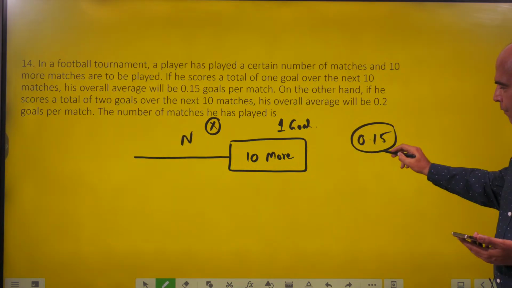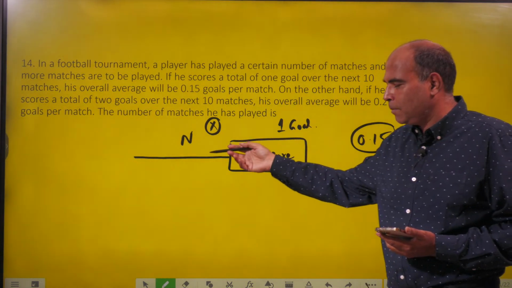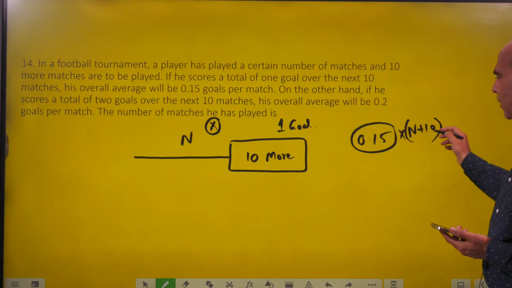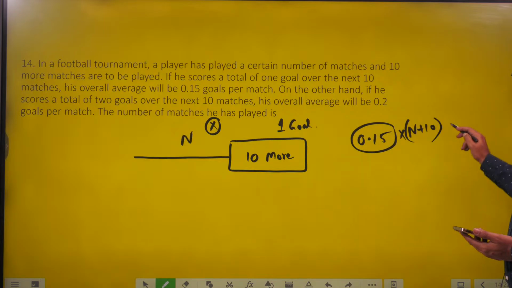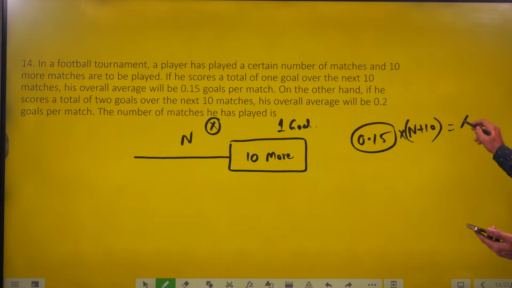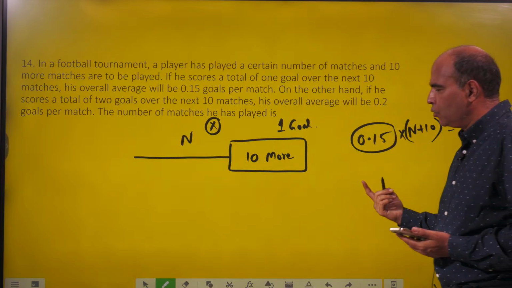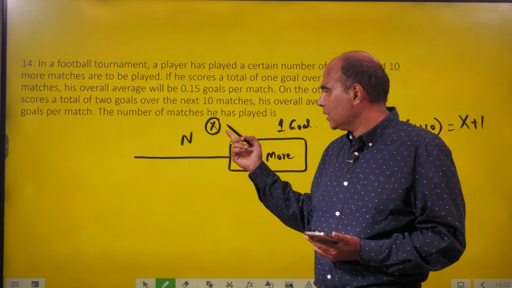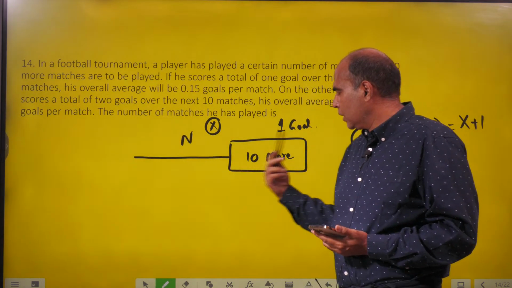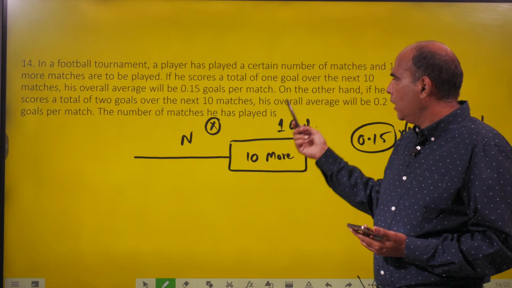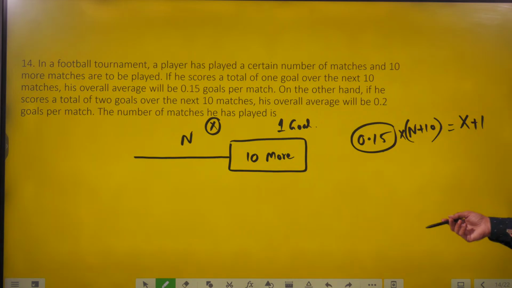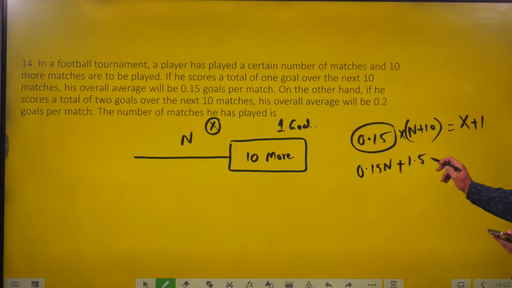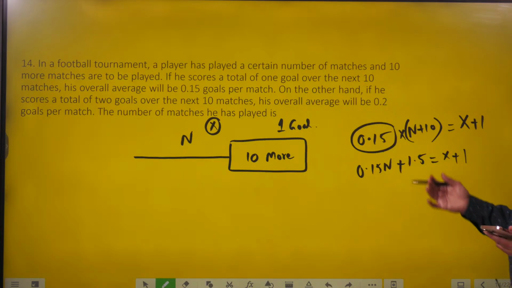If his overall average is 0.15 goals per match, the number of matches he's played is n plus 10. The algebraic equation here is n plus 10 into 0.15 is equal to x plus 1. Two variables I'm assuming: n as the number of matches and x as the number of goals he scored in the first n matches. So using the information given, (n plus 10) into 0.15 gives me x plus 1, which basically tells me 0.15n plus 1.5 is equal to x plus 1. This is my first equation here.